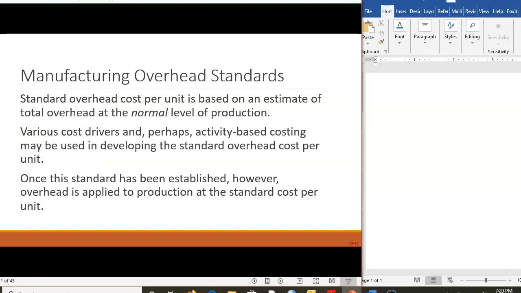For manufacturing overhead, we base it on an estimate of our overhead at a normal level of production. This is much like what we've talked about in establishing overhead rates in other chapters. We determine what our budgeted overhead is, and then we use that information to choose a predetermined overhead rate, or multiple rates if we're using activity-based costing. And we use that standard throughout the entire year. So we apply our overhead to production at that standard cost that we estimated at the beginning of the year.